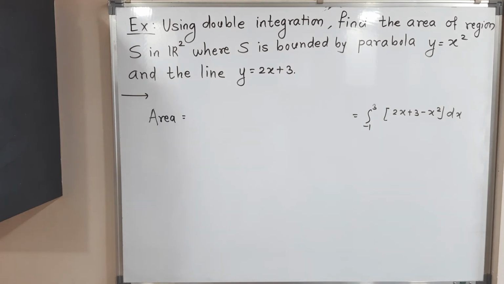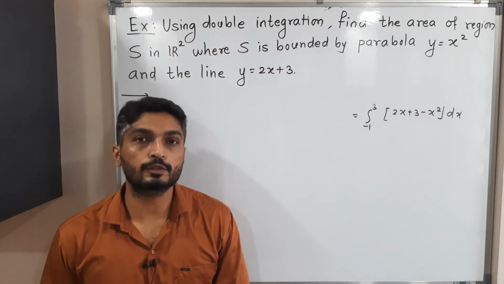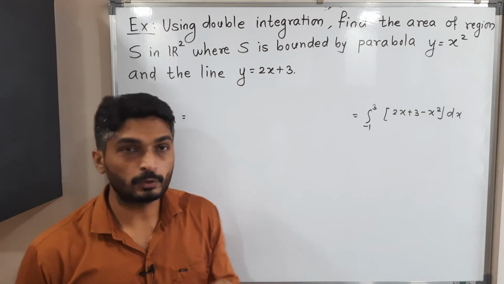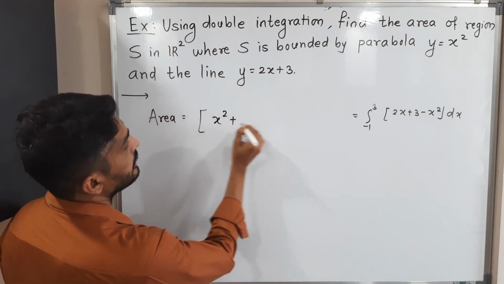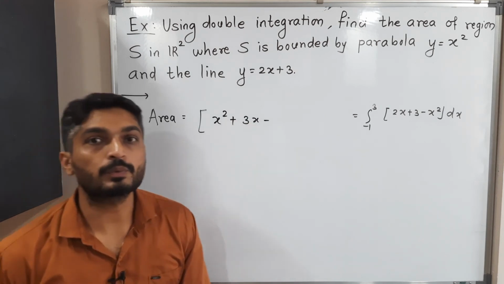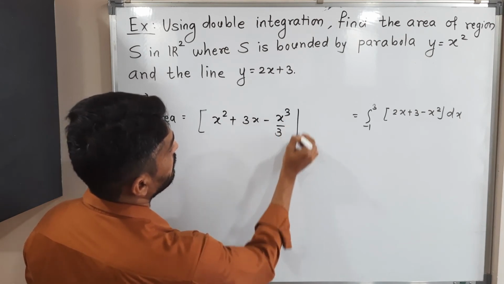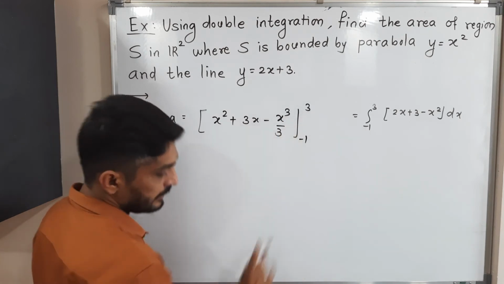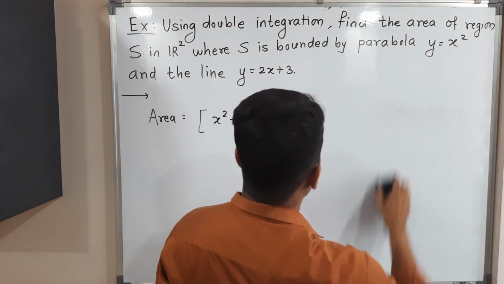Let us solve it further. Let us integrate. Integration of 2x: the 2 is a constant, integration of x is x square by 2, the 2 gets cancelled and we have simply x square. Plus integration of 3 is 3x, minus integration of x square, which is x cube by 3, having limits minus 1 to 3. Let me remove this so we have more space to write.